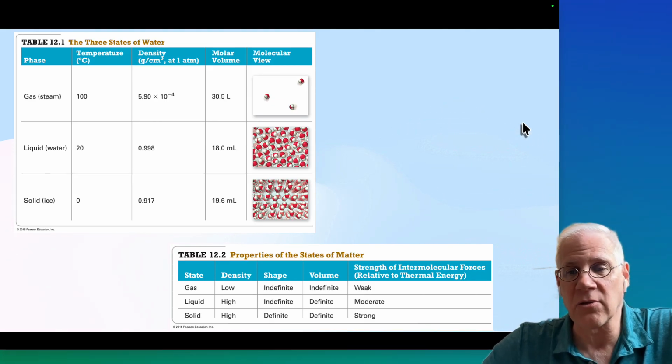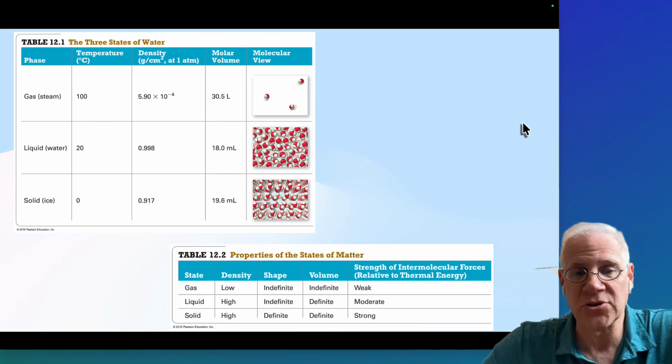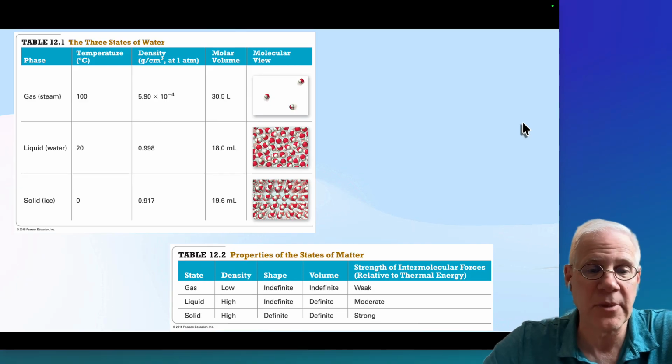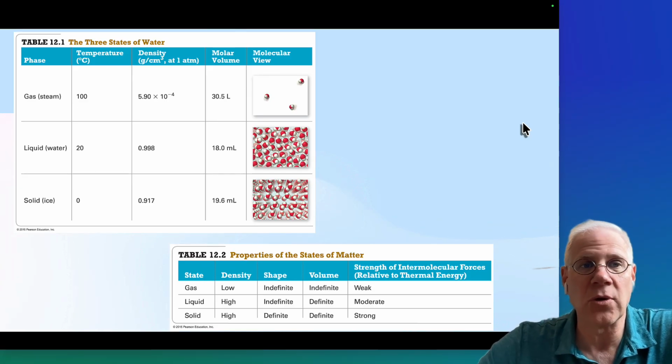And the strength of the intermolecular forces relative to the thermal energy is going to be very strong. In other words, the thermal energy has dropped so far that the intermolecular forces cannot be overcome, and so they are much stronger than the thermal energy.